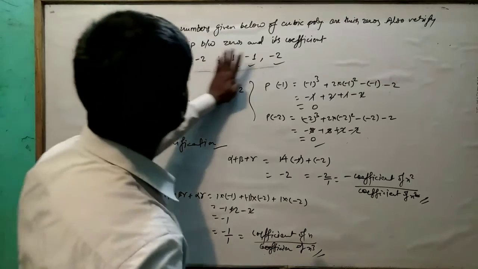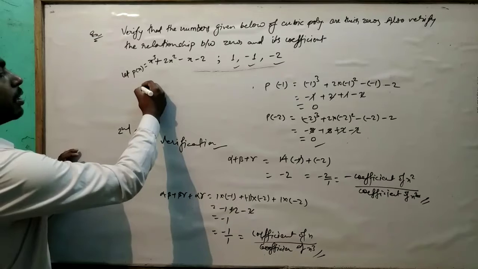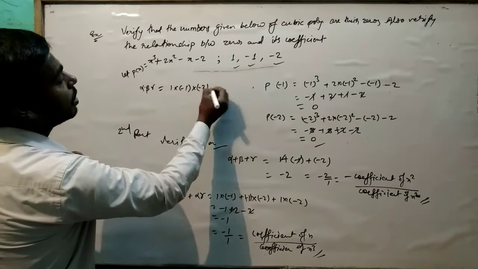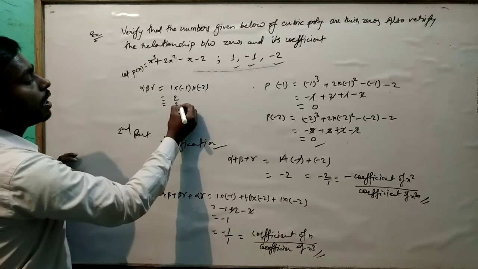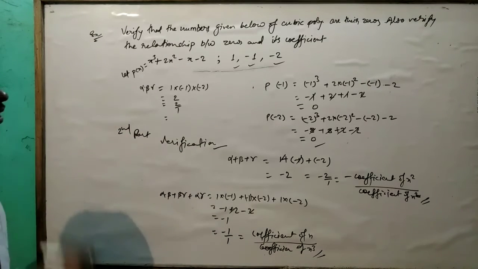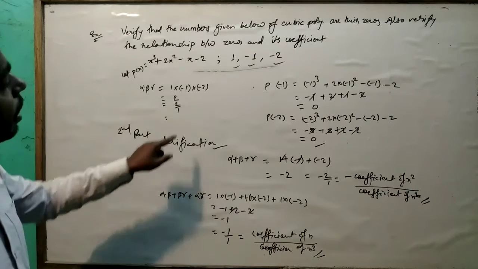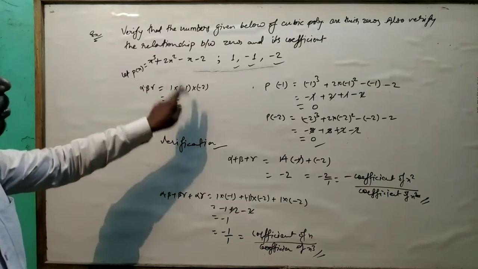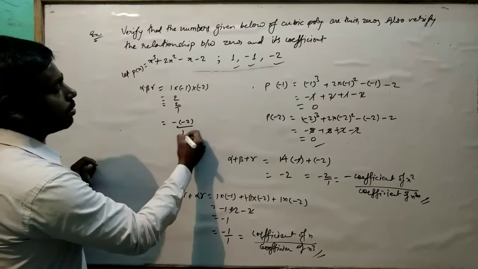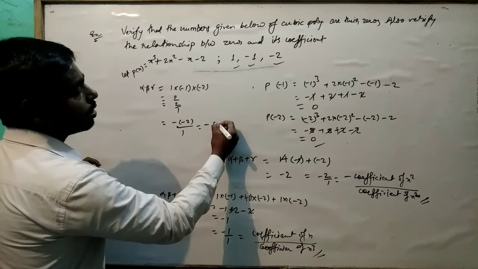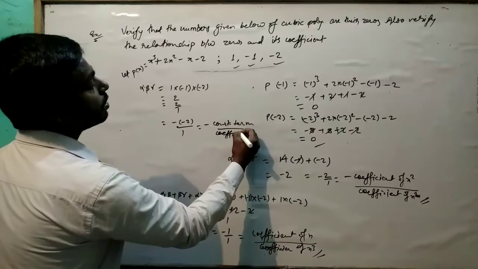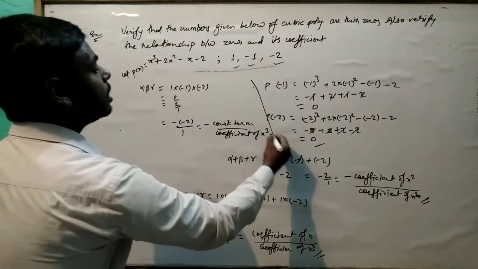Now last is the product of zeros. Product of zeros, alpha into beta into gamma, is equal to 1 into minus 1 into minus 2, which is 2, and 2 can be written as 2 by 1. But we have to find minus constant term by coefficient of x cube. The coefficient of x cube is 1, and minus constant term can be written as minus minus 2 by 1, where minus 2 is the constant term. That is verified.